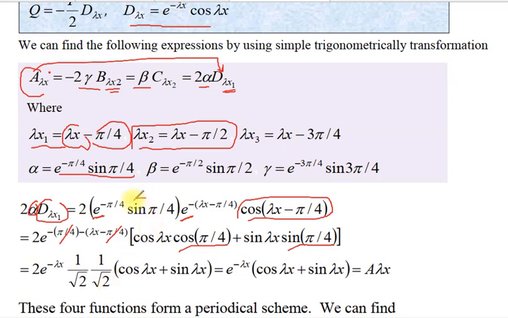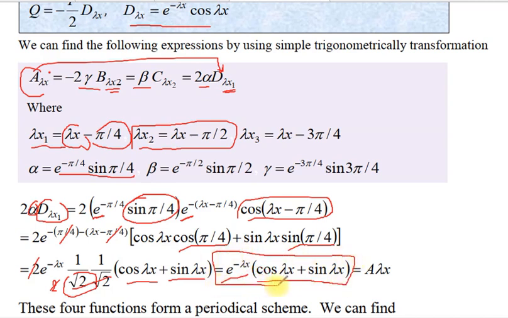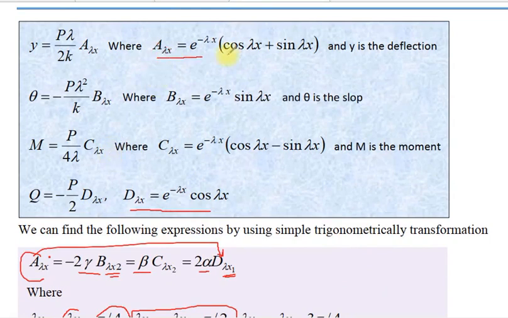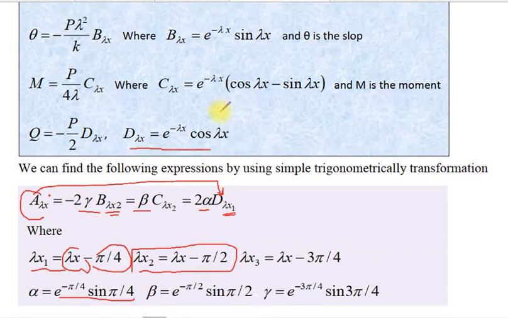And also with respect to sine pi over 4, equal to 1 over square root 2. 1 over square root 2 times 1 over square root 2 equal to 1 over 2. 2 with 2 is gone. Remain e to the minus lambda x, e to the minus lambda x cosine lambda x plus sine lambda x. This expression equal to A lambda x.